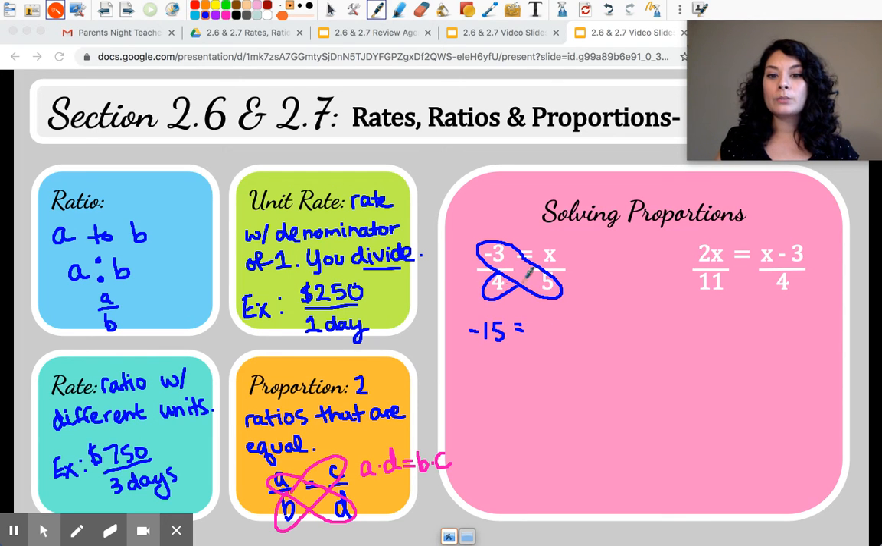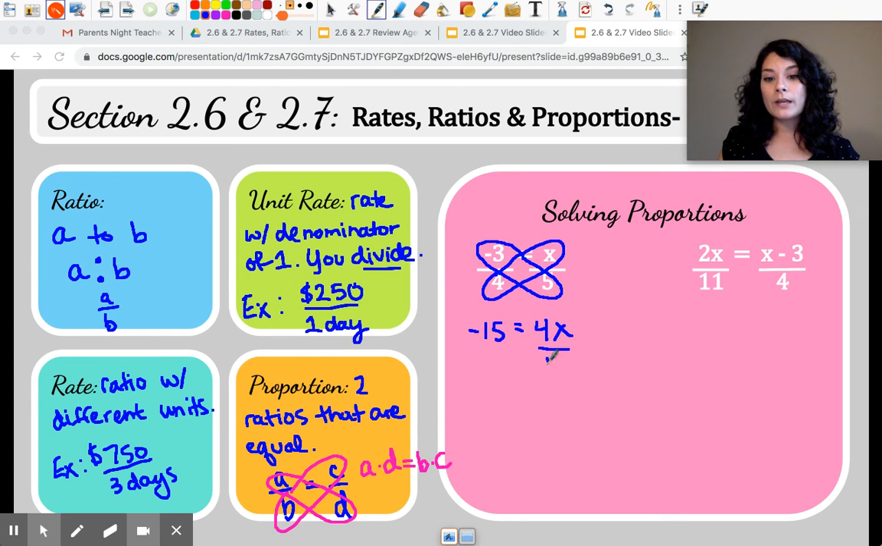And then I'm going to cross multiply the 4 with the x and get a 4x. Now it doesn't matter which side of my equation I put my cross products on. I could have started with the 4 and the x and put that on the left and put the negative 15 on the right. So long as you're setting your cross products equal and doing all of your arithmetic correctly, you should get the same answer.